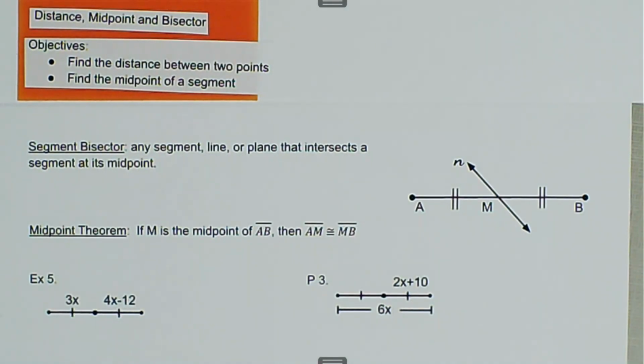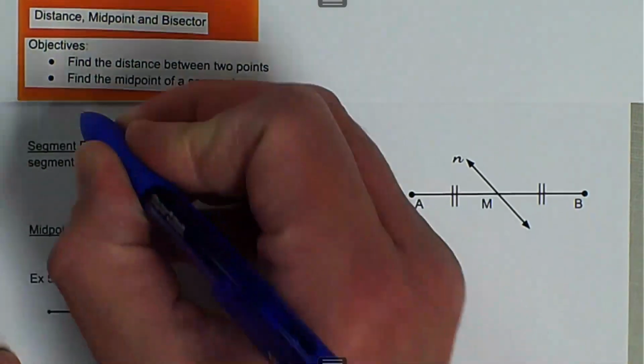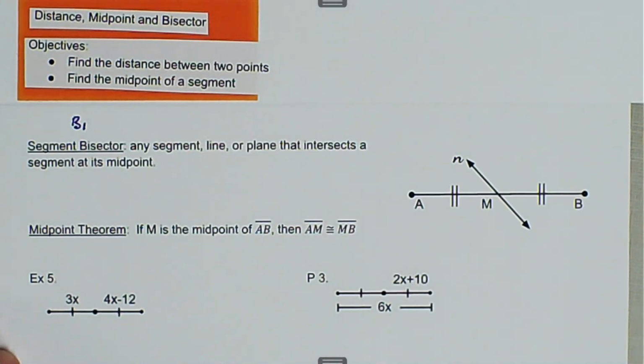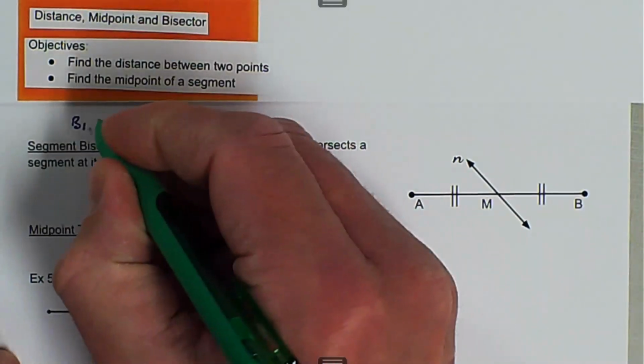So today we're talking about distance, midpoint, and bisector, and we want to be able to find the segment bisector. Any segment, line, or plane that intersects a segment at its midpoint. All right, so the first thing we want to talk about is what it means to be a bisector. So that's going to be broken down into two words. First word is bi, and the second word is sect.